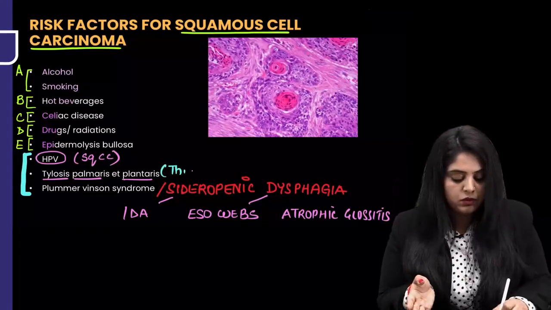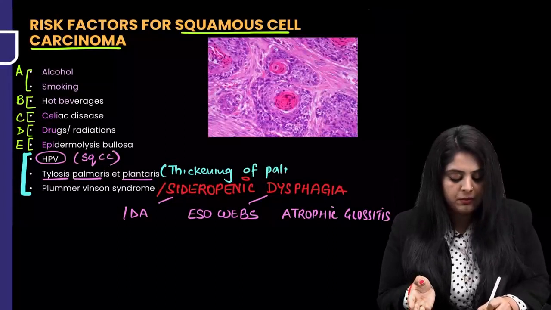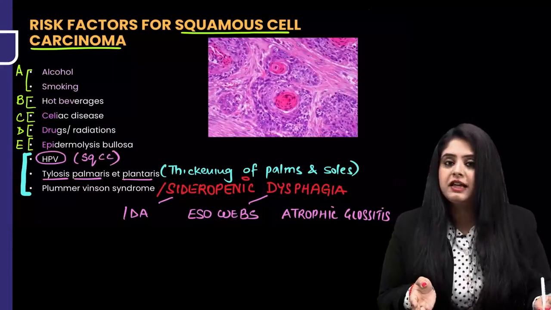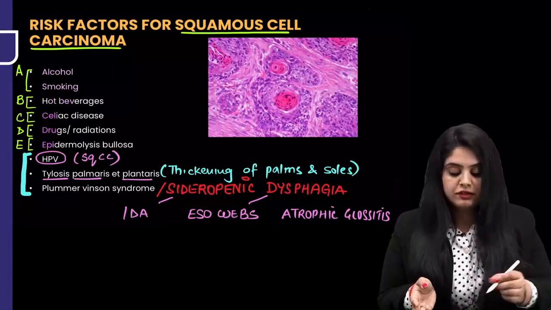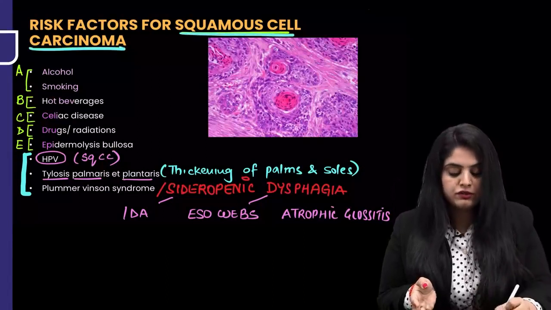So what you are having over here is going to be thickening of the palms and the soles. That is Tylosis palmaris et plantaris. This also has a risk of squamous cell carcinoma of the esophagus.